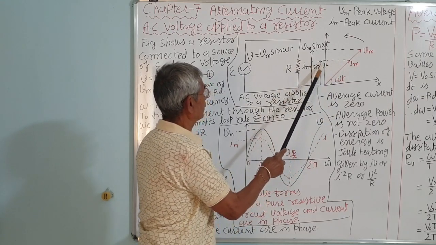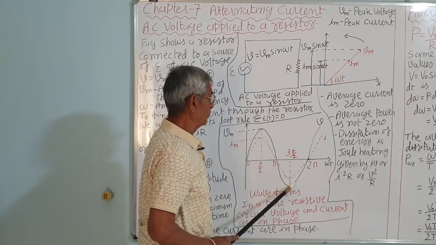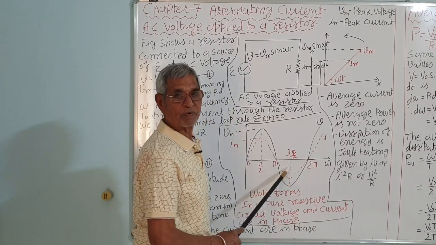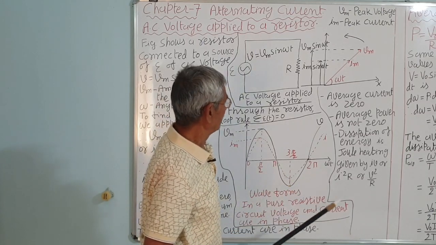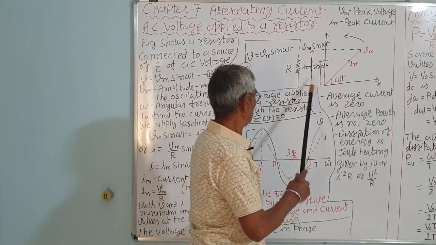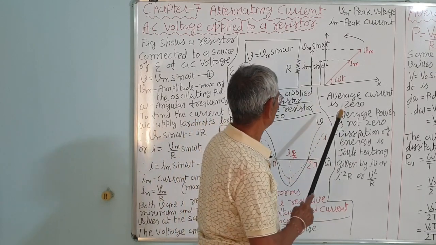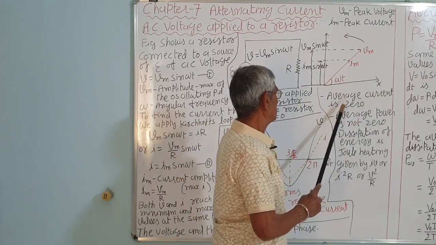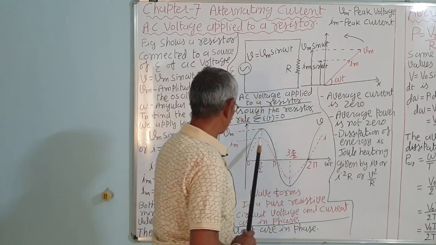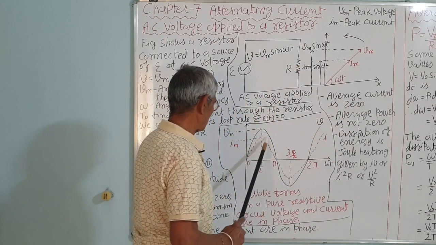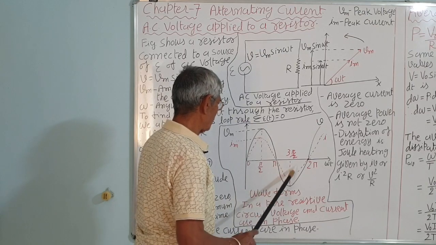So if you take the projection, you will get this curve. You have already studied this in simple harmonic motion in class 11. That is the waveform. The average current is 0. If we take the average of all this, this is positive, this is negative, all will be 0.